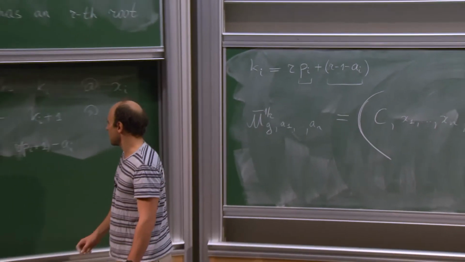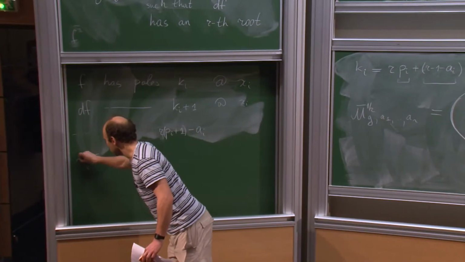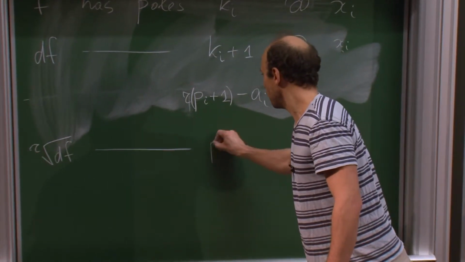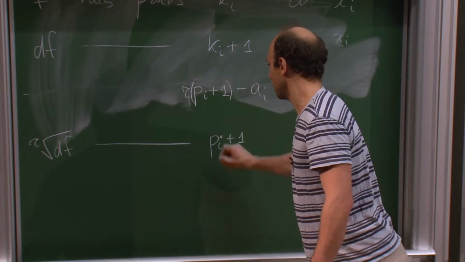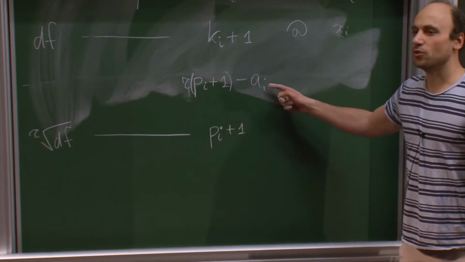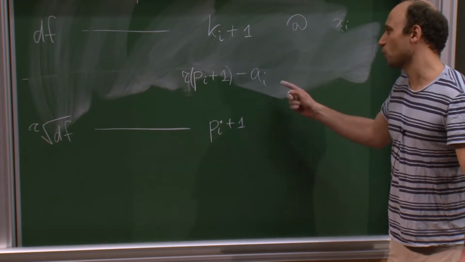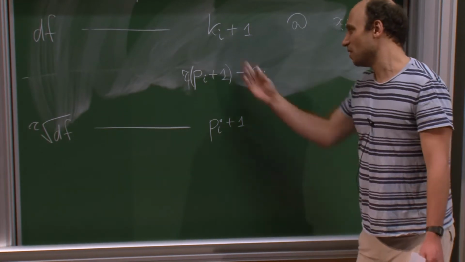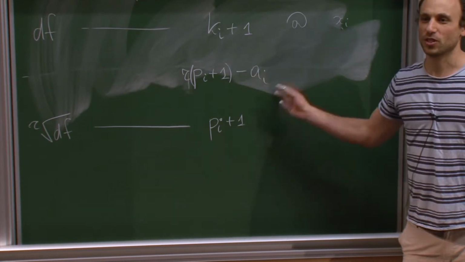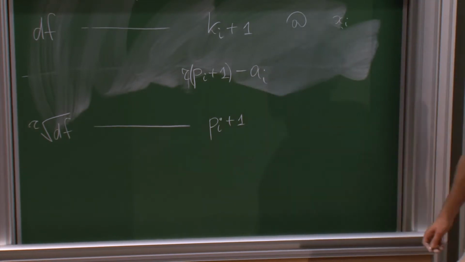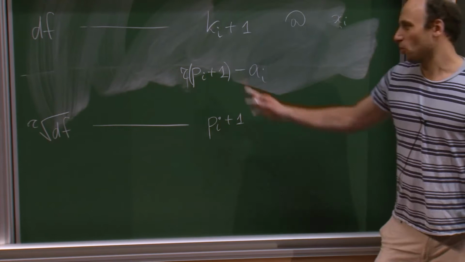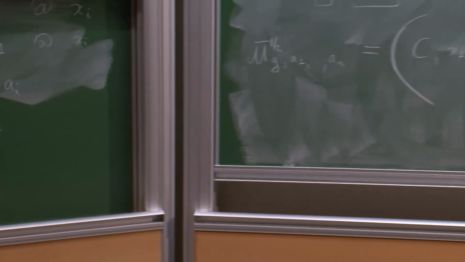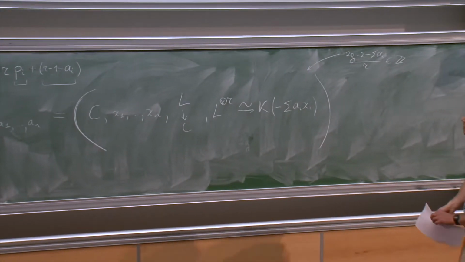And that means that if I take an rth root of dF, it will have a pole of order pi plus 1. And this is the thing that I have to twist the cotangent line bundle with in order for this to be divisible by r. If I want this to be divisible by r, at the beginning it's not, so I have to twist the line bundle by this minus ai times xi, and then the pole will be of order r times pi plus 1, and I will be able to extract the rth root.